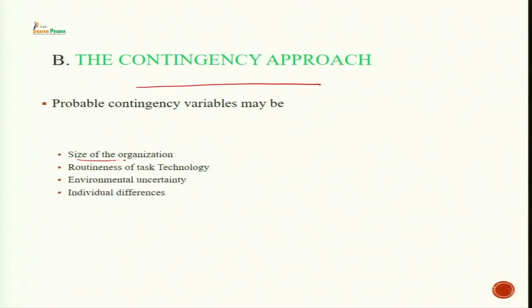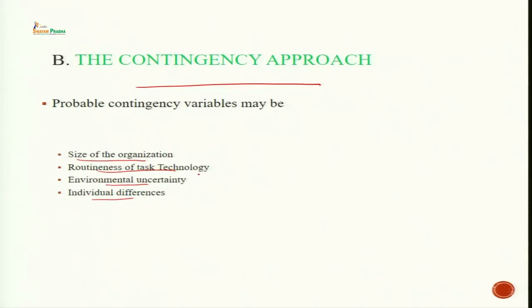The contingency approach depends on multiple factors, and the factors proposed by various thinkers and researchers include the size of the organization, routineness of task technology, environmental uncertainty, and individual differences. When it comes to the size of the organization, if the organization is larger, conflicts are inevitable and situations can be complex. Thus, the strategies to manage such situations would be different compared to organizations which are relatively smaller in size and have fewer such situations.